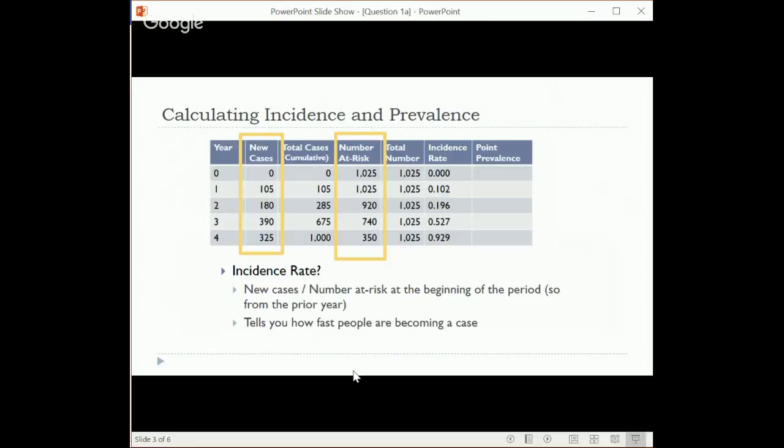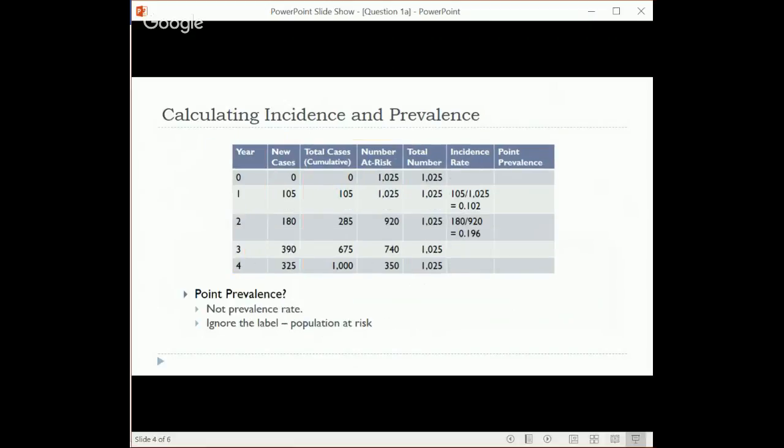So maybe one way to think about this, the number at risk, is how many people are at risk at the beginning of the period, the beginning of the week. And this number here is how many develop, how many cases of spring fever do we get by the end of week 1? All right, so now what about point prevalence?